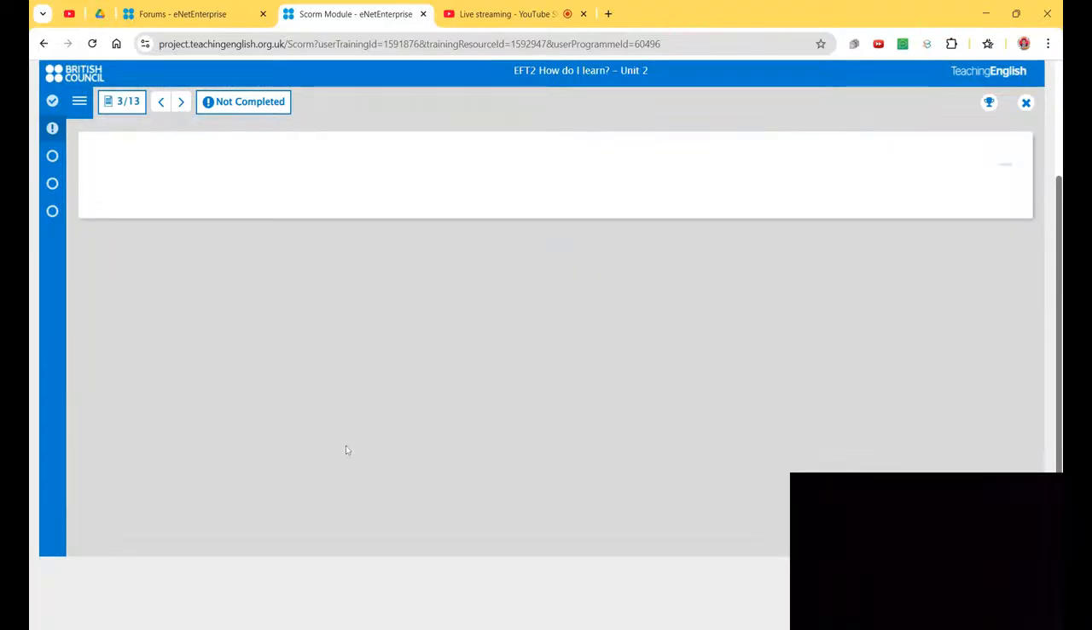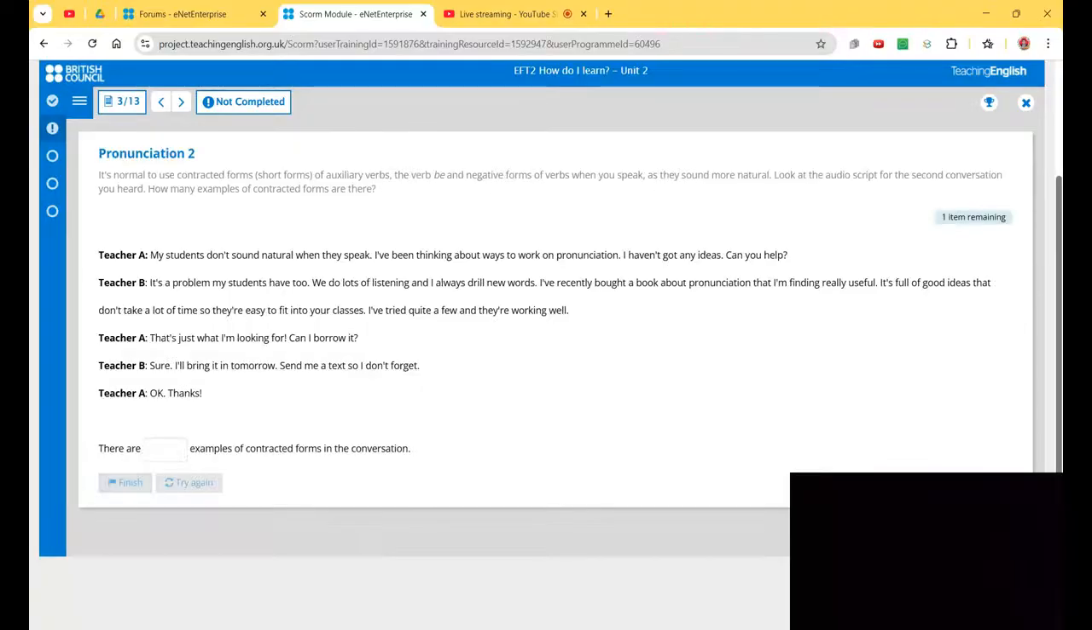Contractions can sound unnatural. It's normal to use contracted forms of the auxiliary verbs and the negative form of verbs when used in speech, as that sounds somewhat natural, like in the other three for the second conversation you heard. How many examples of contracted forms are there?